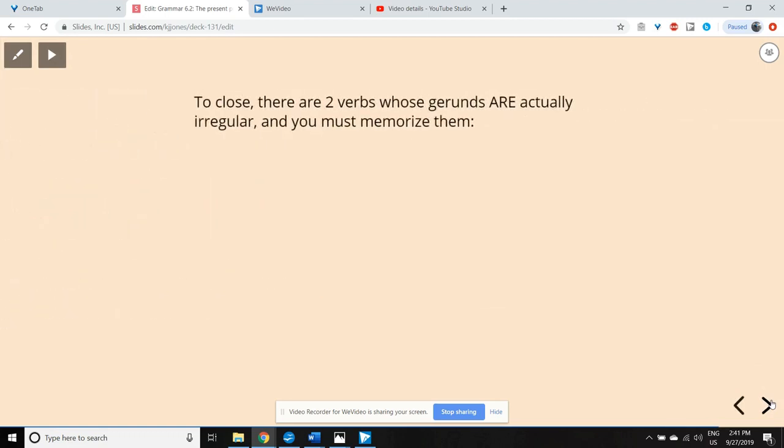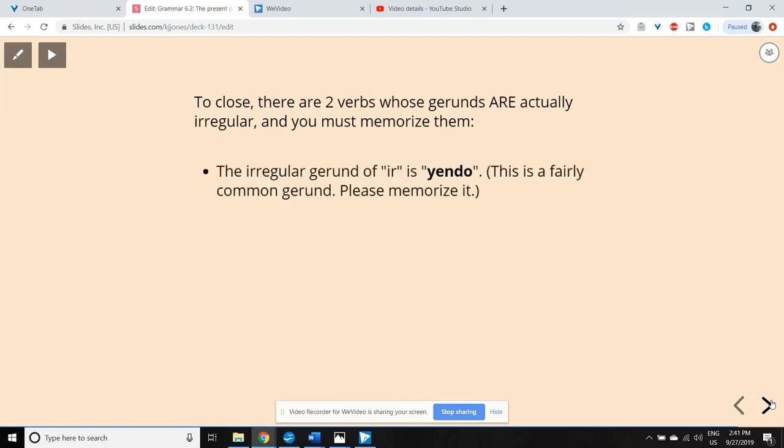All right. So to close, there are two verbs whose gerunds are actually irregular, and you must memorize them. The first one is the irregular gerund of the verb ir, which is yendo, Y-E-N-D-O. This is a fairly common gerund. It does get used, so please do memorize it. You cannot derive it from the stem and add the ending. You'll end up trying to tell me that IENDO is the gerund of ir, and it's not. It's YENDO. So please memorize that.